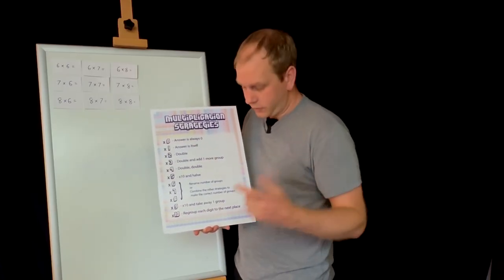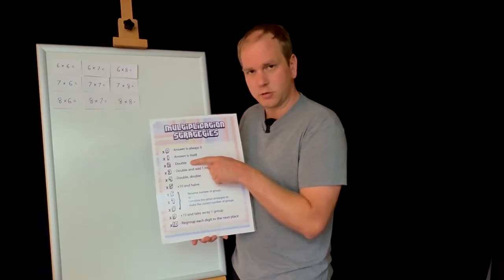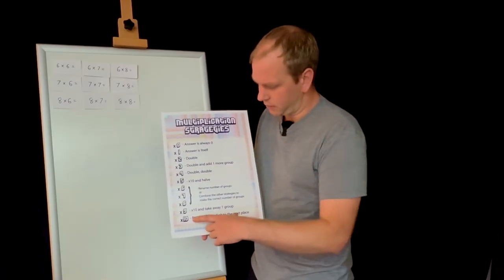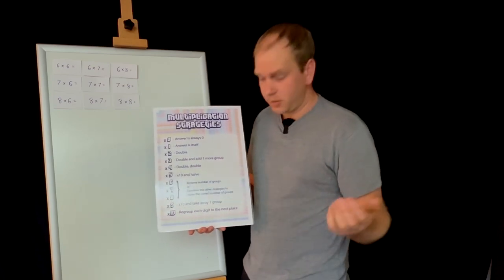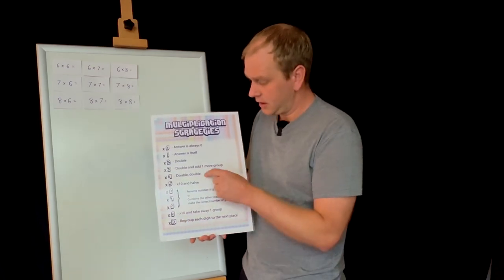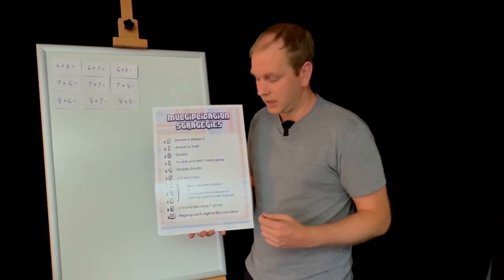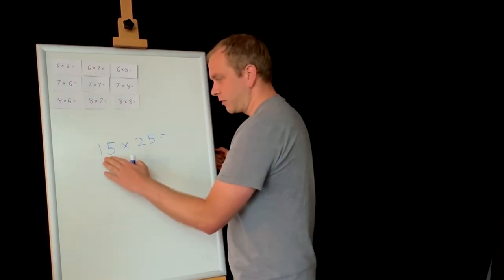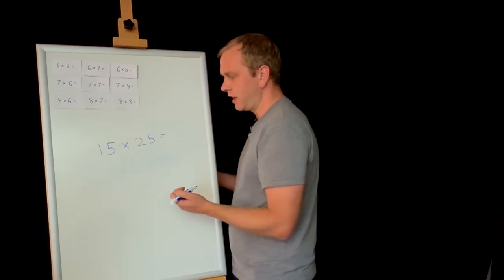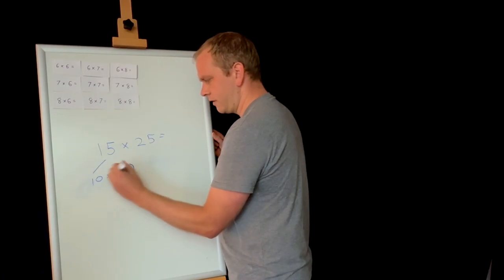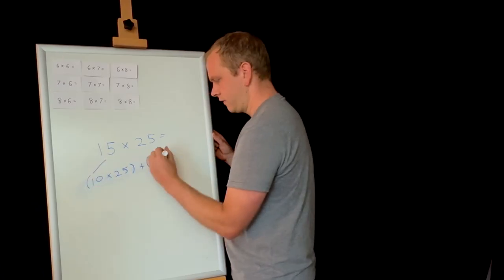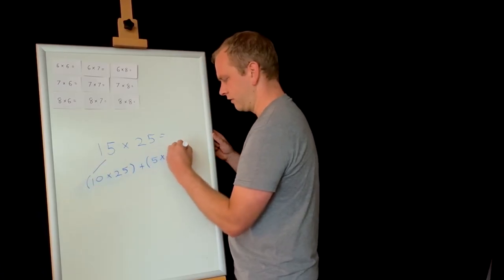If you want 12 of something, times by 10, add double. If you want 13 groups of something, times by 10 and then add double and 1 more. You want 14 groups of something, times it by 10 and then double and add that together. So for an example, let's say we needed to find 15 groups of 25. I can split it up like this, just 10 groups of 25 plus 5 groups of 25.